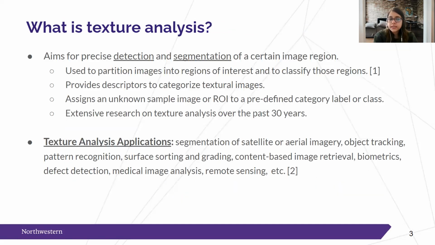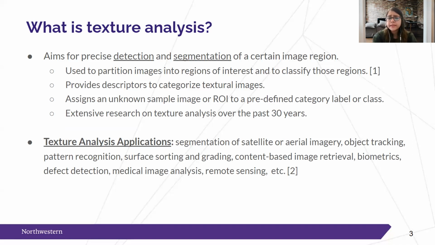So what is texture analysis? With texture analysis, we aim for the precise detection and segmentation of a certain region of interest, or ROI. This is used to partition the images into ROIs and to classify those ROIs. With this, we can provide descriptors to categorize the textural images. And here we assign an unknown sample ROI to a predefined category, label, or class if we are doing supervised texture classification. There has been extensive research on texture analysis over the past 30 years in the computer vision and the pattern recognition community.